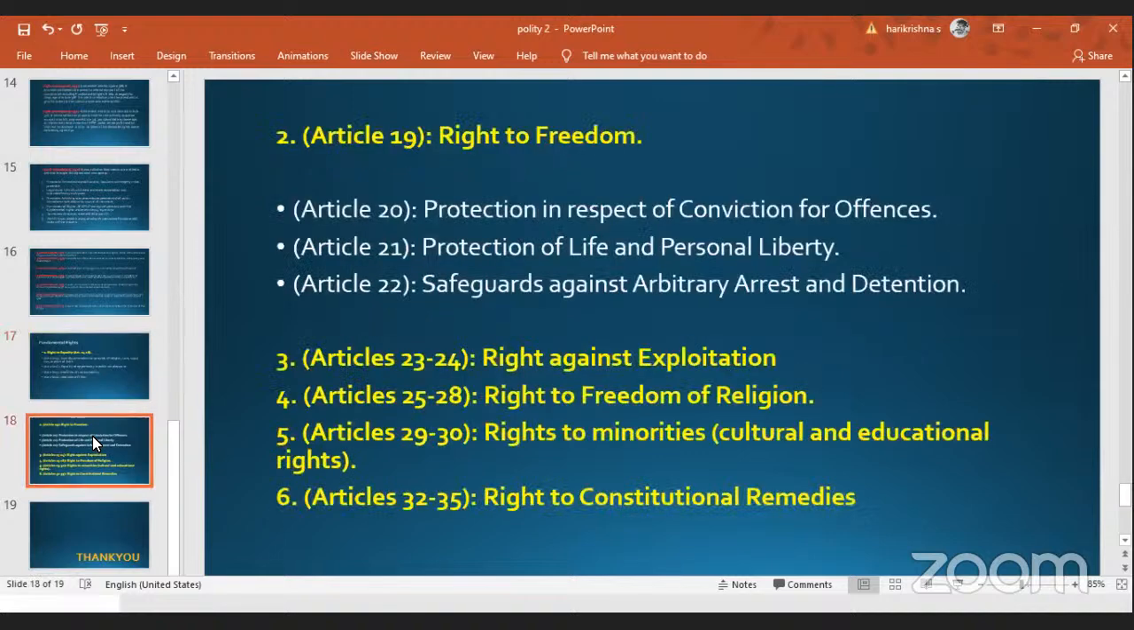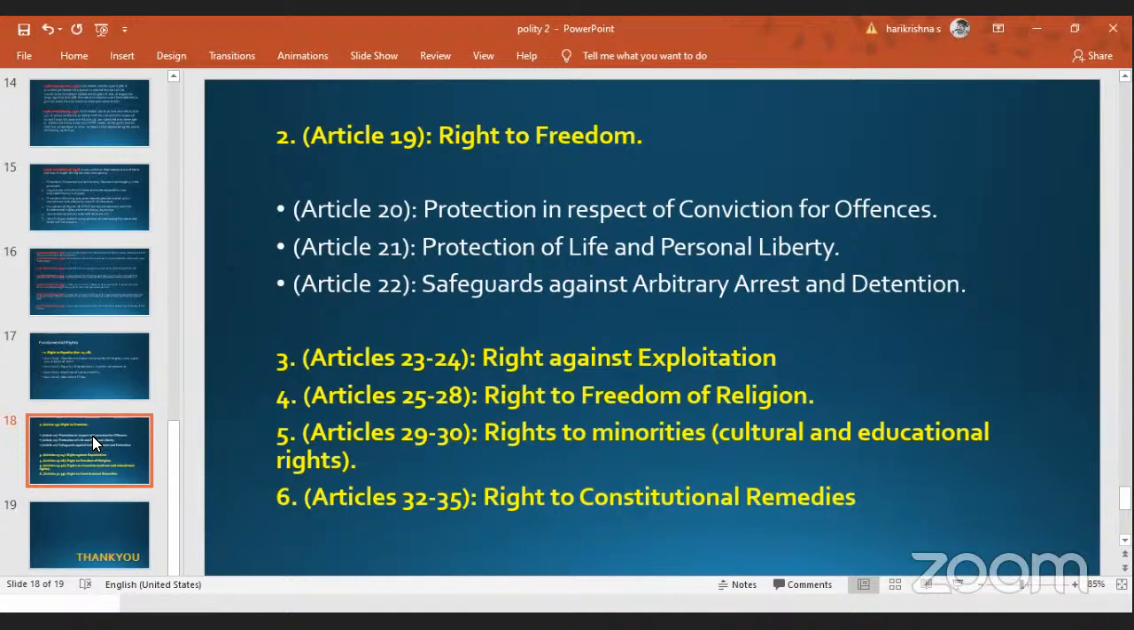Yes. Next is the second, that is the right to freedom. It contains 3 articles, that is Article 20, 21, 22. That is protection in respect of conviction for offenses, then protection of life and personal liberty, then third is safeguard against arbitrary arrest and detention. All these 3 come under the right to freedom.